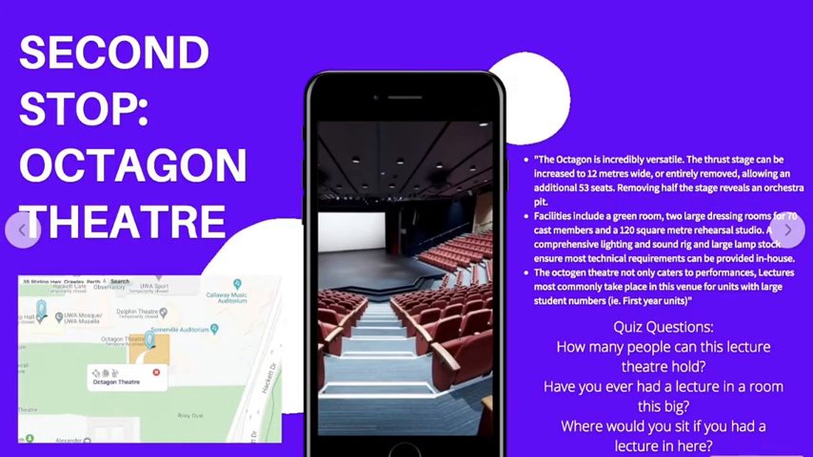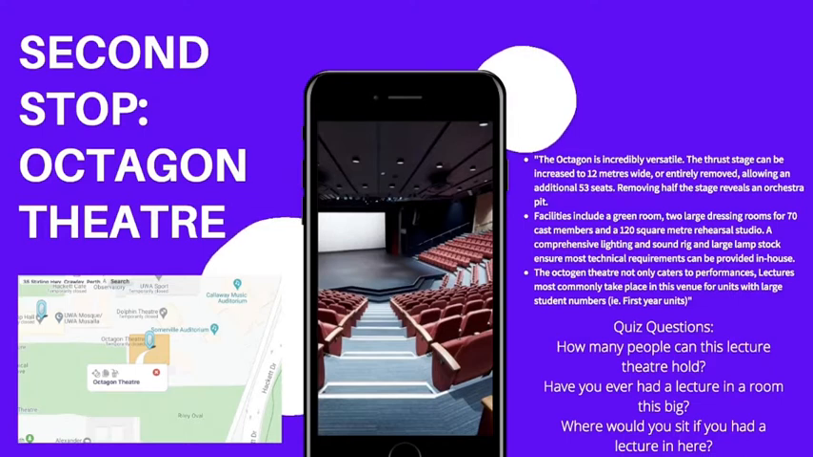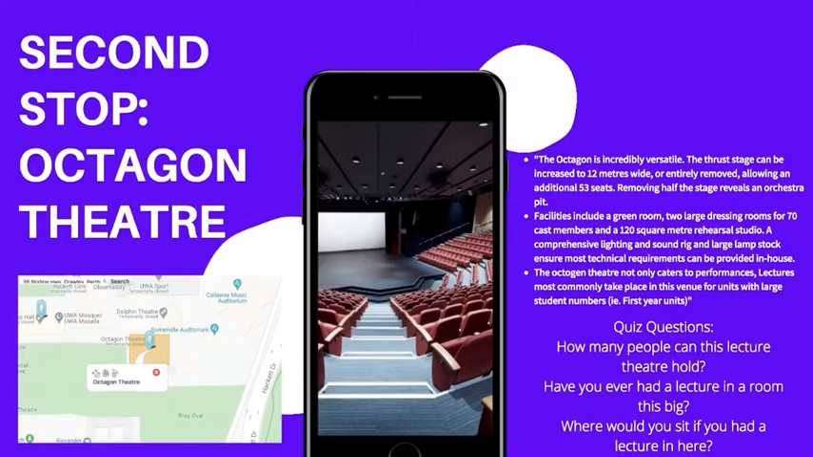Second stop is the Octagon Theatre. The information included communicated the versatility of the uses of the venue, its capacity and its common use for large lectures. The quiz questions tested students' retention of the information they received and their engagement and thoughts about the venue.